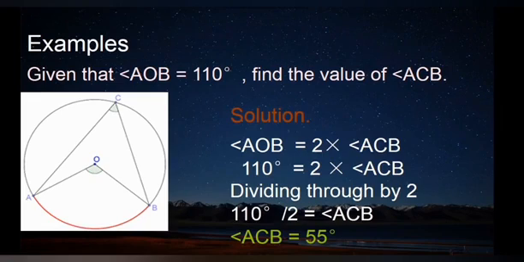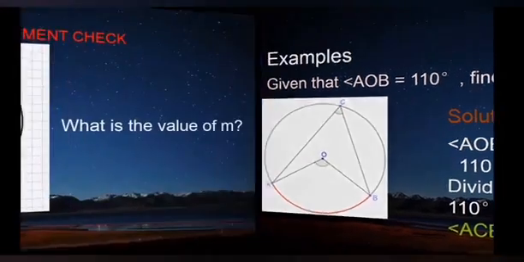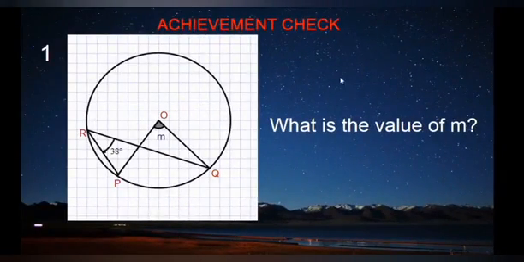So having listened to all that, following the examples, let's see what we have achieved so far. We look at the diagram we have here. There is an angle at the circumference, 38 degrees. There is one at the center, which is M. Remember what the rule says. I'm not going to tell you what the answer is. What is the value of M?